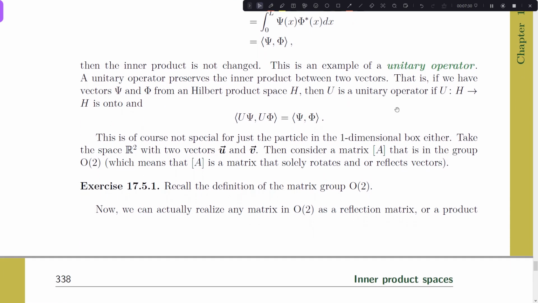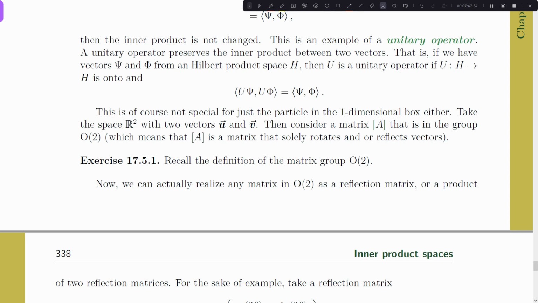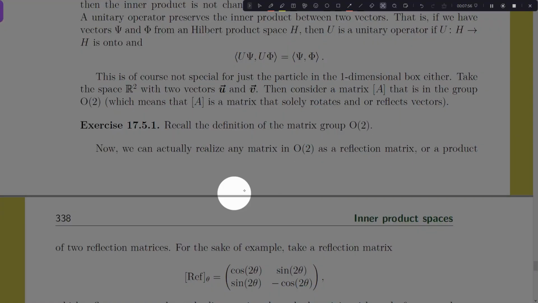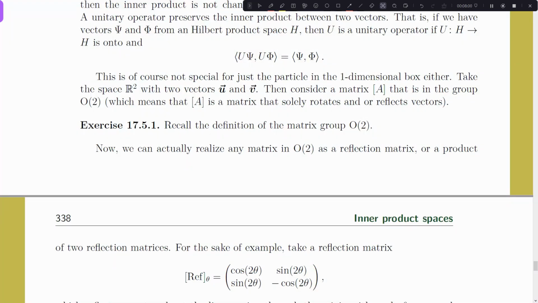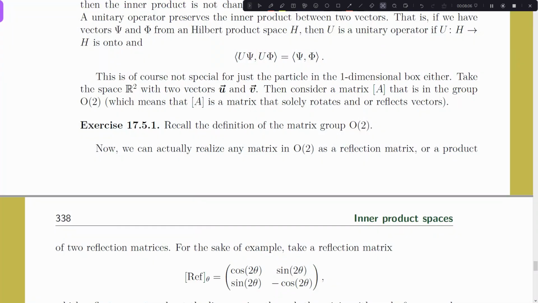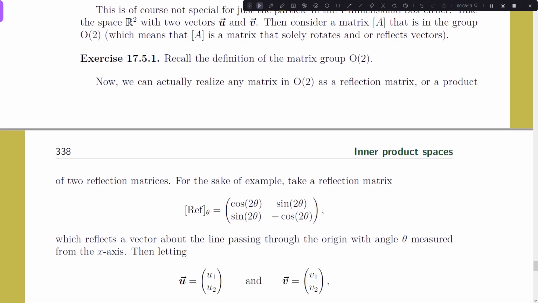Okay, so let's see an example of another one of these. The matrix group O2, this is known as the orthogonal group in 2 dimensions. This is actually a subset of the unitary matrices because the orthogonal matrices are purely real valued. And they can be referred to as either a reflection matrix or a product of 2 reflection matrices. So here's an example of the set of reflection matrices. In particular, this one has a theta by it. Right, so I'm parameterizing this reflection matrix by theta, and it reflects a vector about the line passing through the origin with an angle of theta from the x-axis.